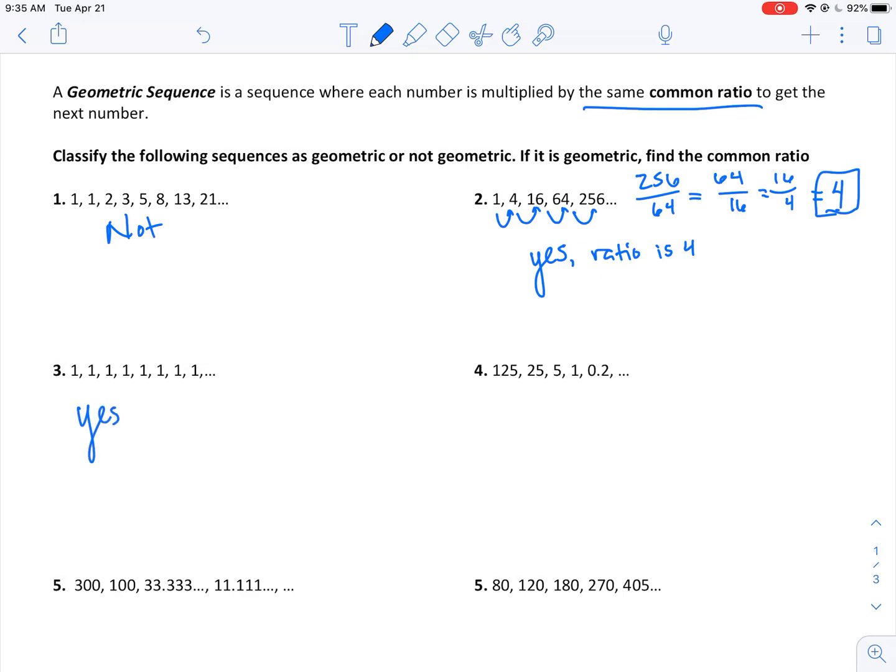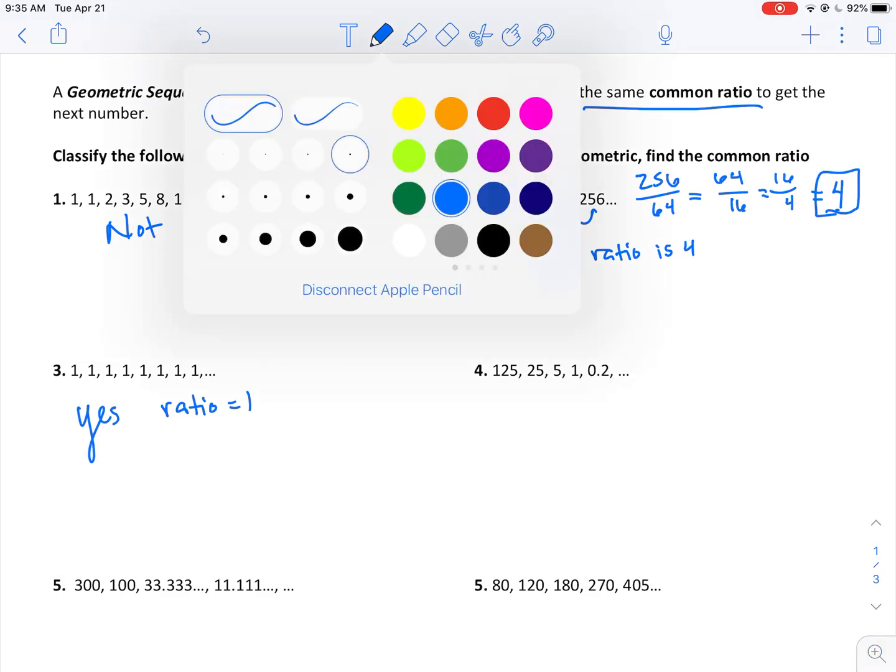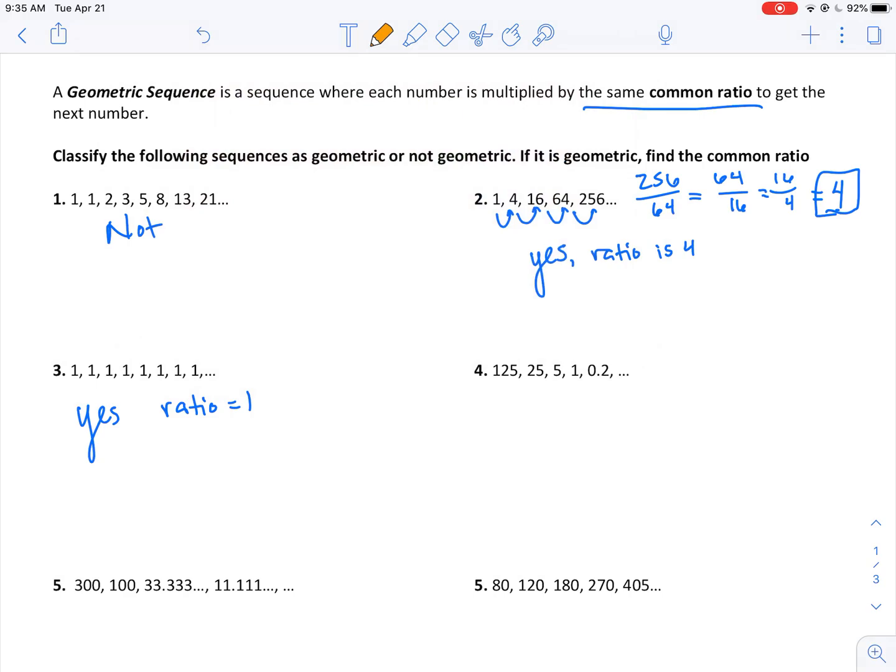All right, let's try number 3. Number 3 is kind of tricky. So 1 times what is 1? Well, 1 times 1 is 1. Times what gets me 1? Well, 1 times 1 is 1, times 1 is 1, times 1 is 1. So this is geometric, but what's my common ratio? What am I multiplying by every time? My ratio is 1.